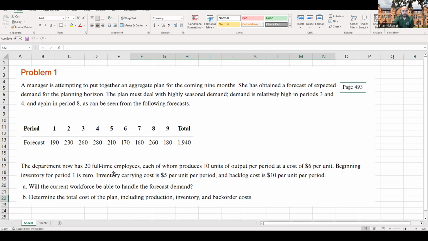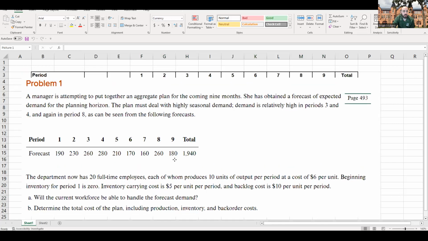We've got 20 employees, each of whom produces 10 units of output per period at $6 a unit. We started with no inventory. Inventory carrying cost is $5 per unit per period. Backlog is $10 per unit. Will we have enough workforce to handle the forecast? Figure out the total cost of the plan, including all the production, inventory, and back order cost.